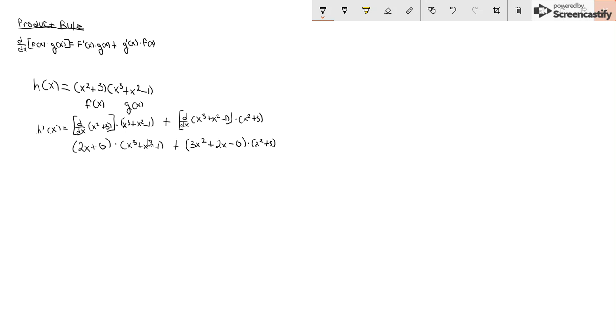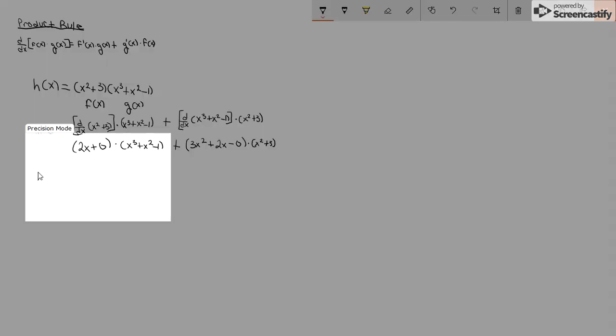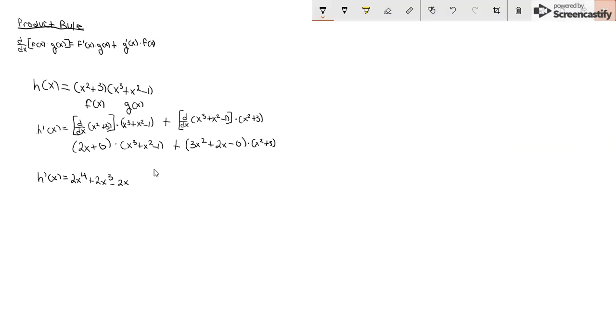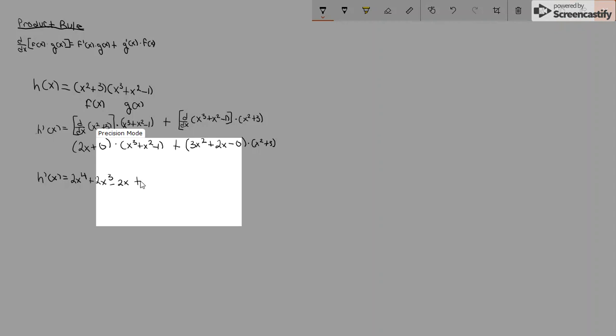All you have to do is just FOIL it out and add like terms. So h prime of x is 2x times x cubed becomes 2x to the 4th, 2x times x squared is 2x cubed, 2x times minus 1 is minus 2x, and 0 you don't have to do anything for it. And now we're going to do the second one, so it's going to be plus 3x squared times x squared would be 3x to the 4th, plus 3x squared times x cubed... plus 3x squared times 3, 9x squared, plus 2x times x cubed, x squared is 2x cubed, and 2x times 3 is 6x.